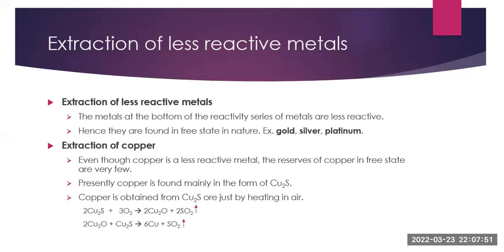And copper is obtained from Cu2S ore by heating in air, for which the balanced chemical equation is 2Cu2S + 3O2, giving you 2Cu2O + 2SO2. Here we obtain the oxide of copper, and oxide of copper is reduced by means of this chemical reaction, which is 2Cu2O + Cu2S, giving us 6Cu + SO2.